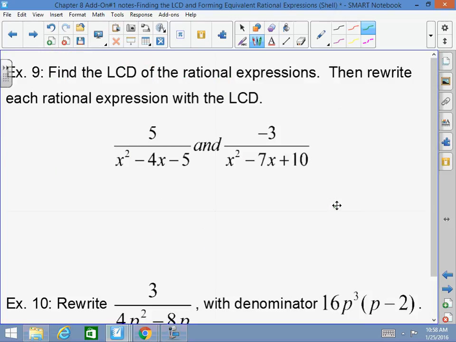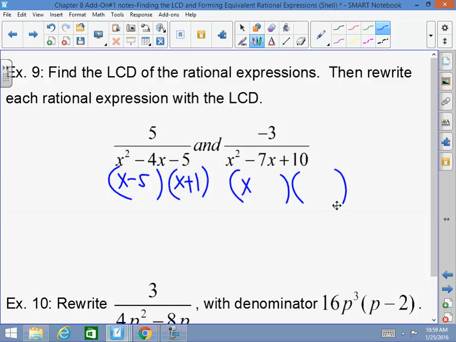Next, find the LCD and then rewrite each rational expression with the LCD. So here I got x minus 5, x plus 1. Here I got x, x minus 5, x minus 2. What's my LCD? x plus 1, x minus 5, x minus 2.